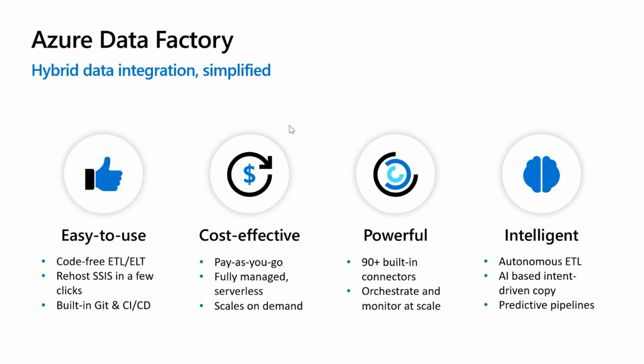And it gives you 90 plus data connectors where you can use it with cross-cloud, multi-cloud solutions. If your data is on Google Cloud or Amazon Cloud, or if it's on a SaaS service provider, Salesforce, you can bring all those data onto Azure using Azure Data Factory. And you don't have to pay per connector or something. So you just pay for your data pipelines. And it gives you an autonomous ETL. It gives you AI-based intent when you're doing copy jobs, ingesting data. It helps you tweak your performance in a more intelligent fashion.